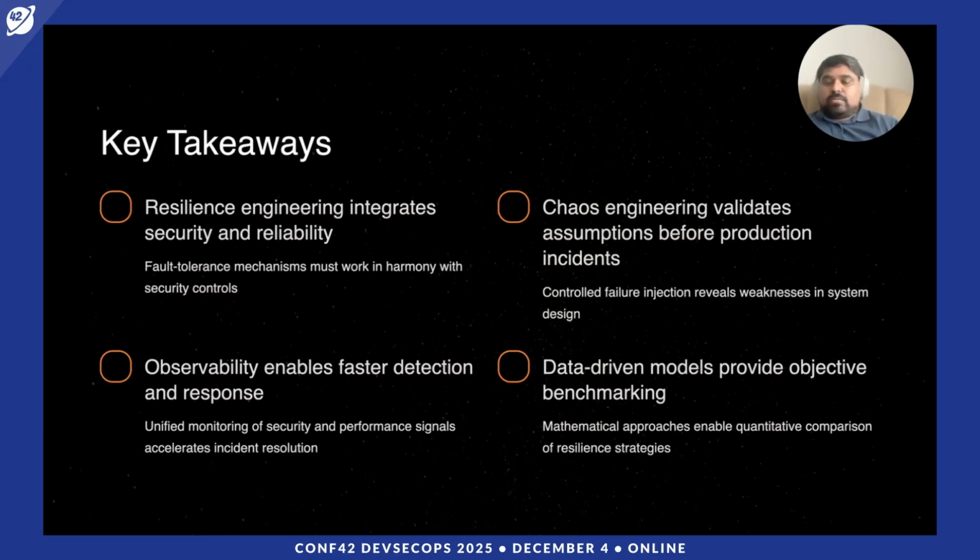Takeaway 4. Data-driven models provide objective guidance. Mathematical approaches enable quantitative comparison of resilience strategies. Use Markov chains and queueing theory to provide objective decisions. Instead of guessing whether you should scale to 10 servers, you can say the model shows we need 8 to 10 servers for this traffic pattern. This enables better conversations with stakeholders.